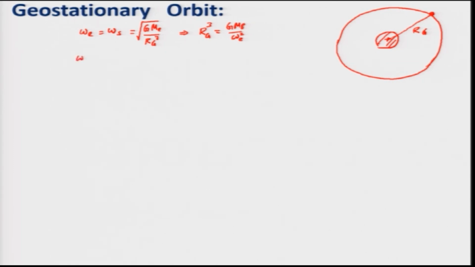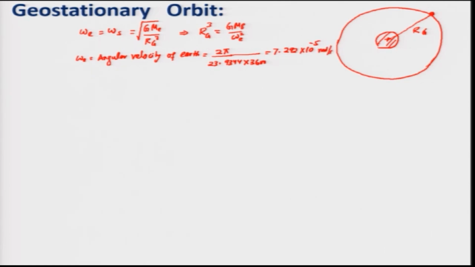So, the angular velocity of the earth is basically 2 pi divided by the time. The time, as I told, is 23 hours 56 minutes and 4 seconds. If you take 24 hours, the number we get won't be right. Therefore, you take 2 pi divided by 23.9344 hours into 3600, to convert to seconds, and that happens to be 7.292 into 10 power minus 5 radian per second.